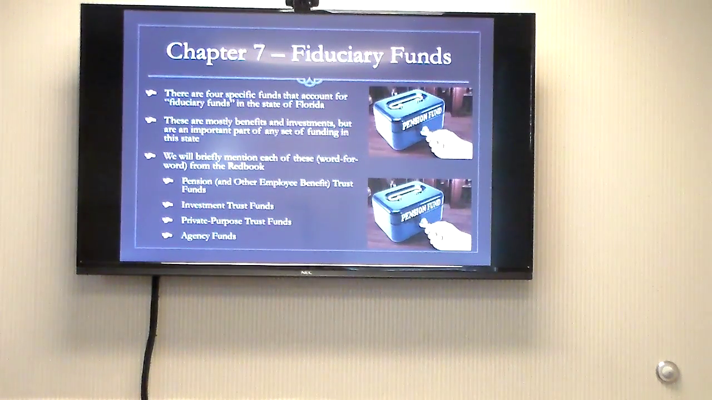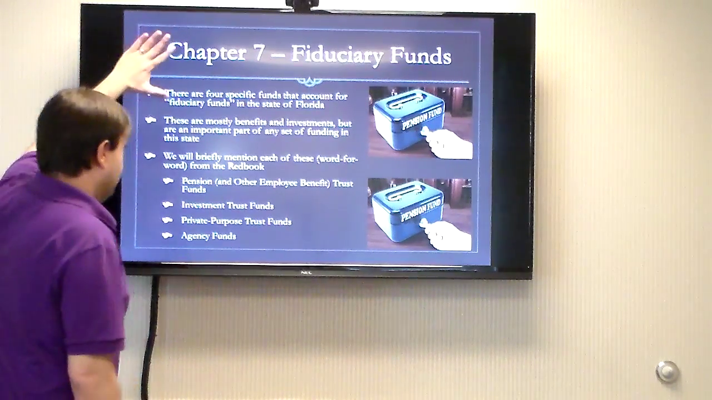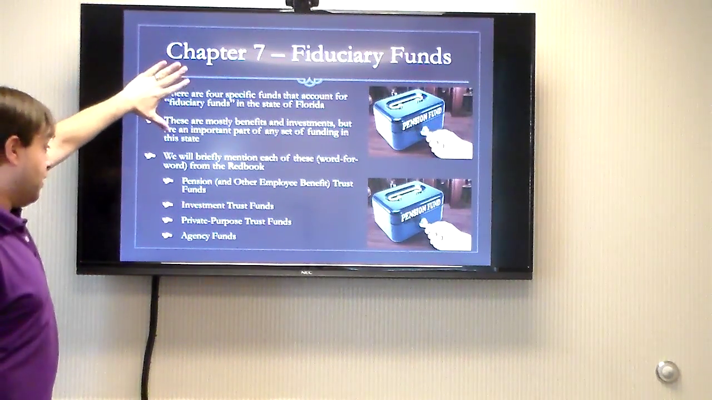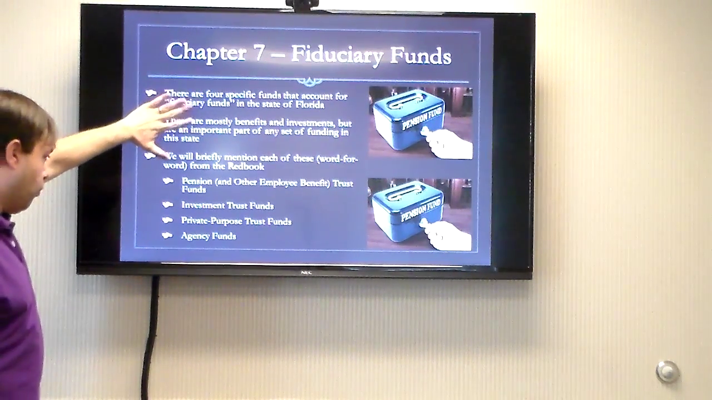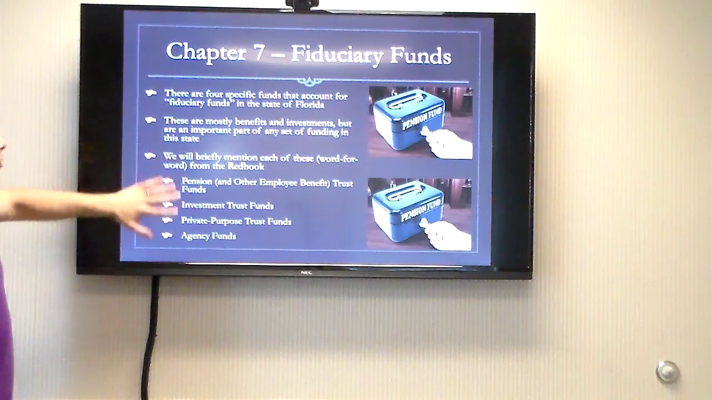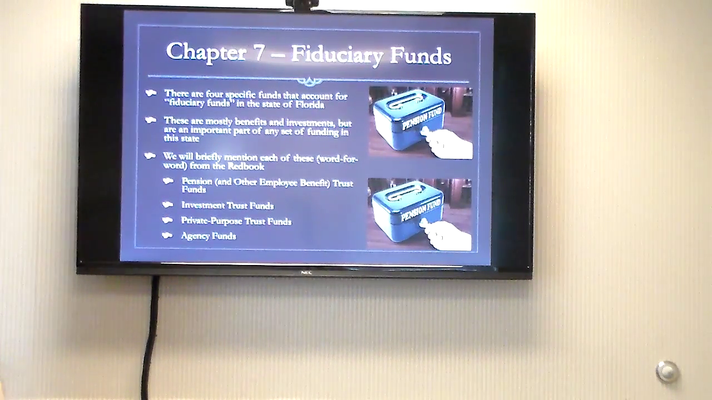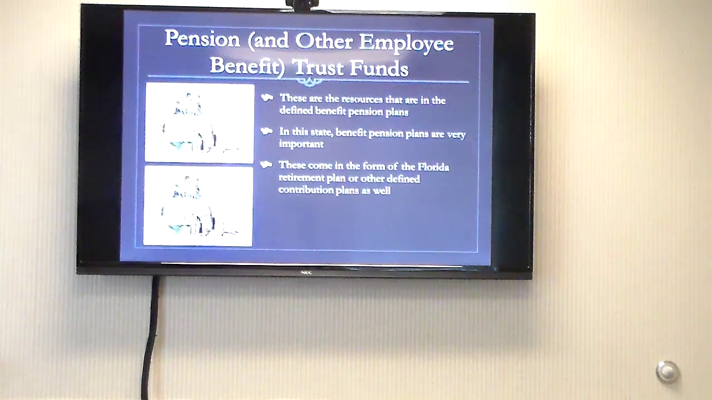So I mentioned this last chapter. This is a big idea. This is an important part of any set of funding from the state, and I'm giving these word for word from the Red Book, and I'm going to explain each one of these. But you need to know the 4 different types of fiduciary funds in this state. That's a big idea, and I think that's important and worthy of your time and your classification.